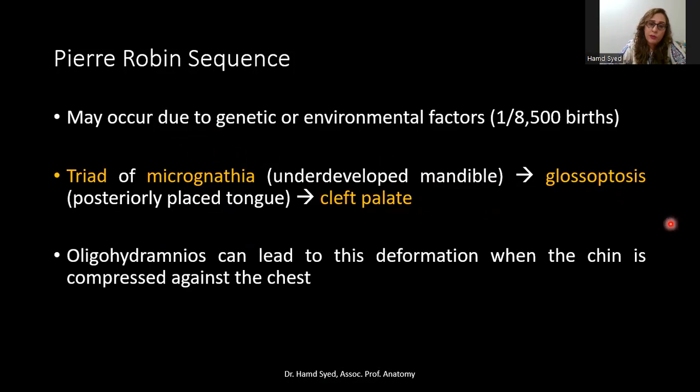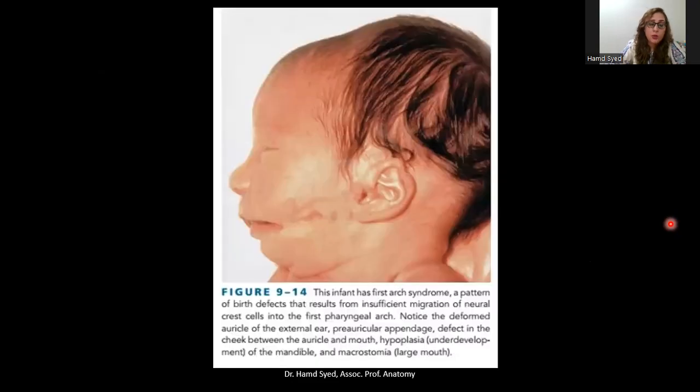Decreased quantity of amniotic fluid within the amniotic cavity can lead to this deformation when the chin is compressed against the chest. So here is an infant suffering from first arch syndrome. You can see here the mandible is underdeveloped and the mouth is also larger than normal, known as macrostomia. And also you can see there is an ear deformity, and in front of the ear, preauricular appendages are present. There is a defect in the region of the cheek between the external ear and the mouth. So these are the visible deformities of the craniofacial region.